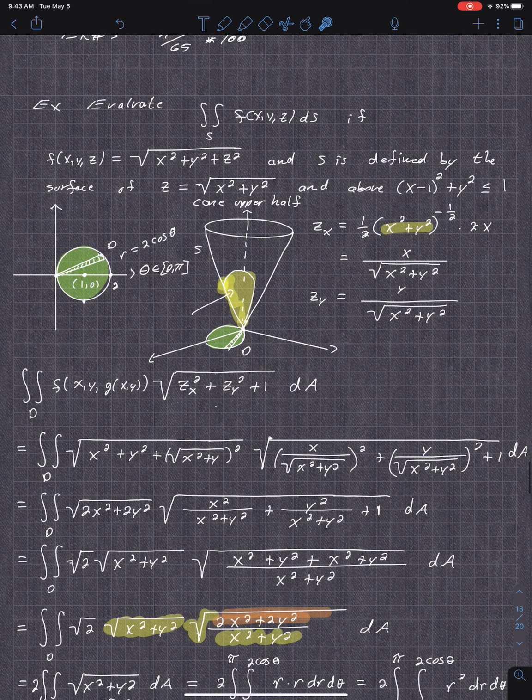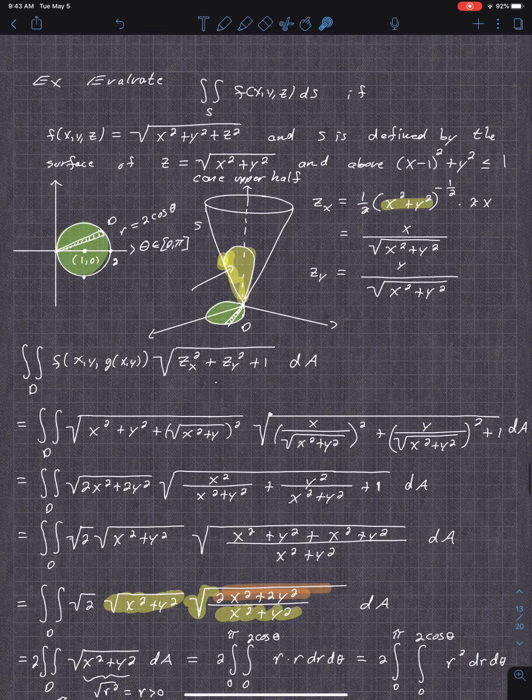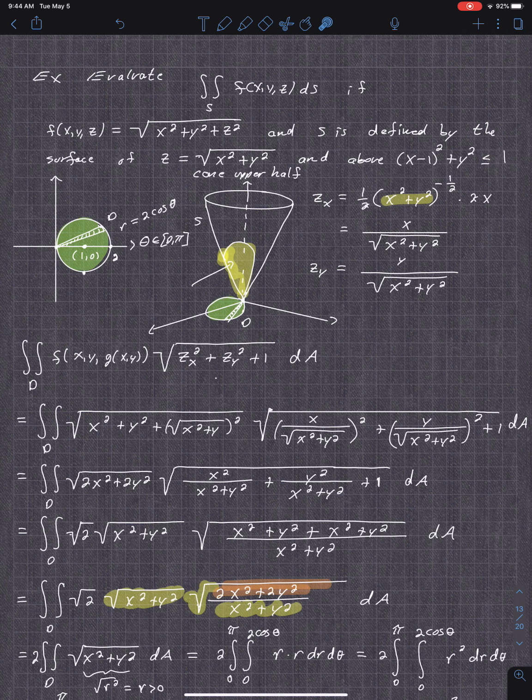Okay, let's look at this example. Evaluate the double integral over the surface S of f of x, y, z dS. So they have to give you f of x, y, z and the surface. Okay, so the surface is defined by the upper half of this cone. So there's your surface. And above this region. So here's your region. Well, you have to draw the circle. So this is a circle, radius 1, but inside that. So here's your region. Here's your circle. And then up to the surface. So this is your surface. Somewhat complicated question.